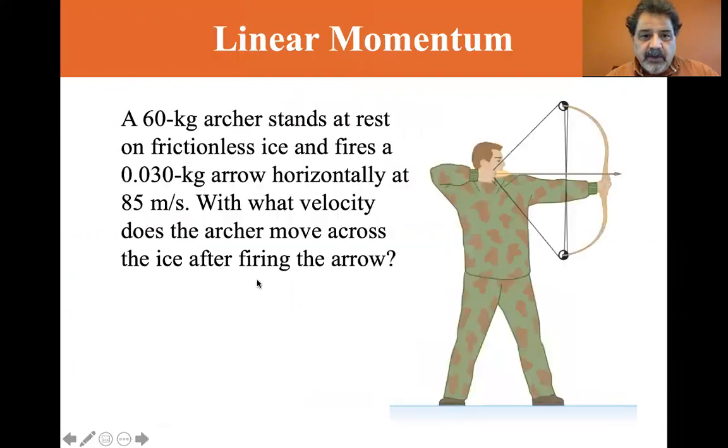So here's a problem. A 60-kilogram archer stands at rest on frictionless ice and fires a .03 kilogram arrow horizontally at 85 meters per second. With what velocity does the archer move across the ice after firing the arrow?